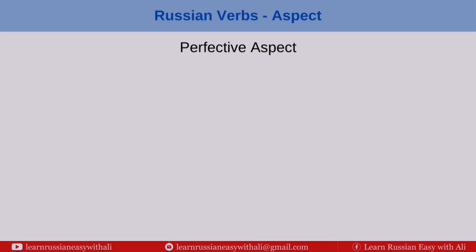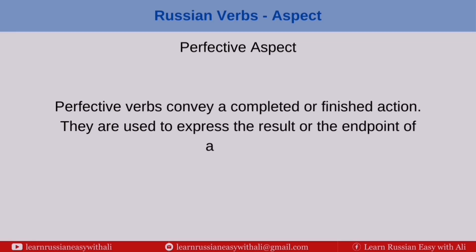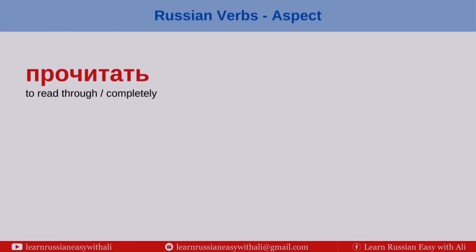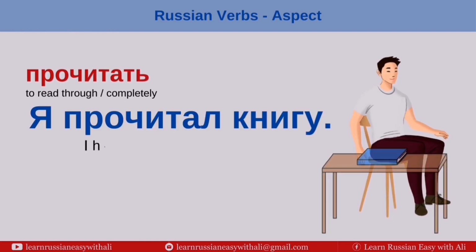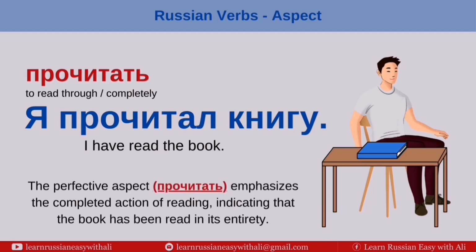Perfective aspect. Perfective verbs convey a completed or finished action. They are used to express the result or the endpoint of an action. For example, Прочитать. Я прочитал книгу. Here, the perfective aspect Прочитать emphasizes the completed action of reading, indicating that the book has been read in its entirety.